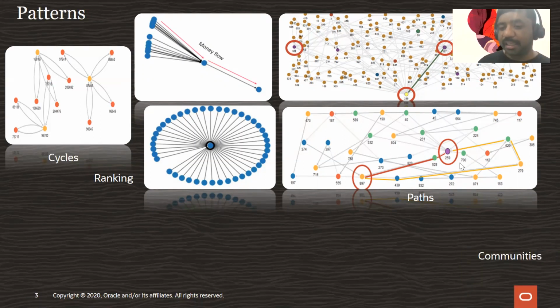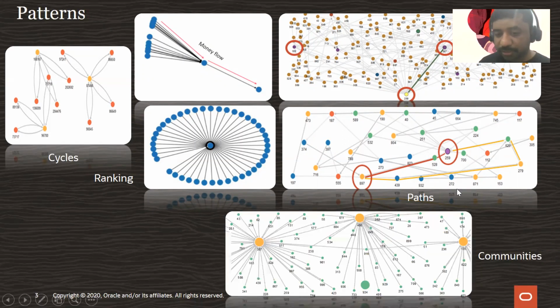The next pattern that we want to discuss is communities. As we can see on the screen, all the yellow nodes, so let's say, for example, 387, 406, 135, are involved in a lot of incoming as well as outgoing transactions. So there is money going from 387 to different IDs. There is money coming back to 387 from different IDs as well.